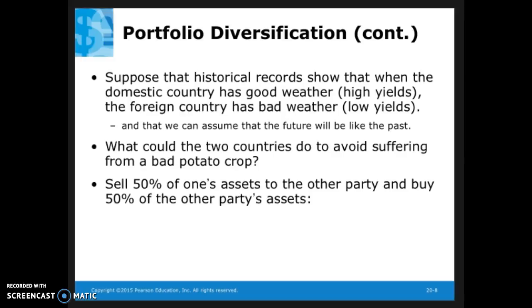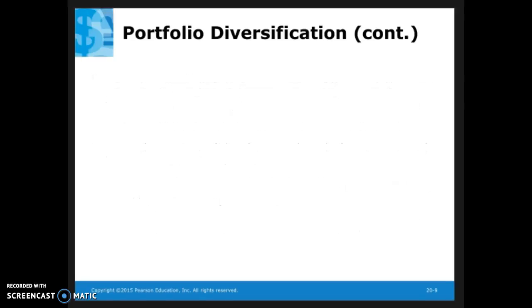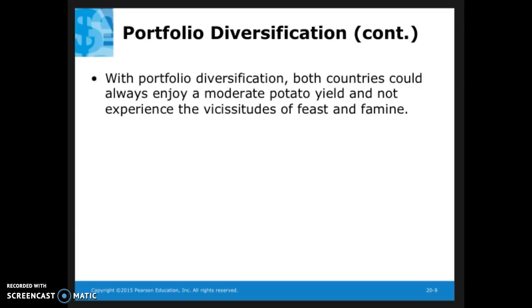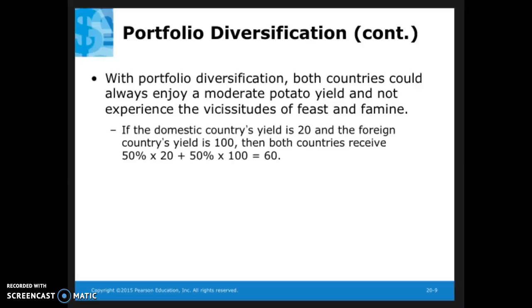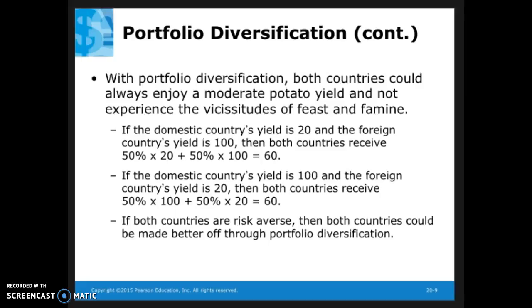So the two countries could avoid suffering from the bad crop by selling 50% of one's assets to the other party and buying 50% of the other party's assets. This diversifies the portfolios of assets so that both countries always achieve the portfolio's expected average value. So with diversification, we can enjoy a moderate potato yield and not experience the shocks of feast and famine. If both countries are risk averse, then both countries could be made better off through diversification.